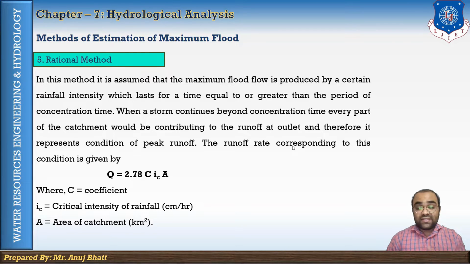into A, where this IC is the critical intensity of rainfall corresponding to the time of concentration of the catchment for a given recurrence interval obtained from the intensity duration frequency curve, while C is the coefficient which depends upon the characteristics of the catchment, A is the area of catchment, and Q is the discharge.